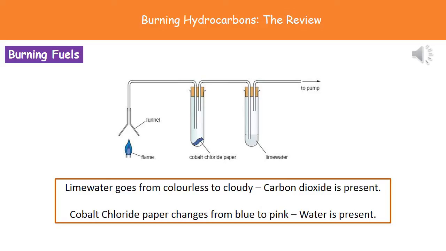Now what we're going to see is, as that flame is burning, we are going to see our lime water going from colourless to cloudy, and that tells us carbon dioxide is present, and the cobalt chloride paper is going to change from blue to pink, which tells us that water is present.